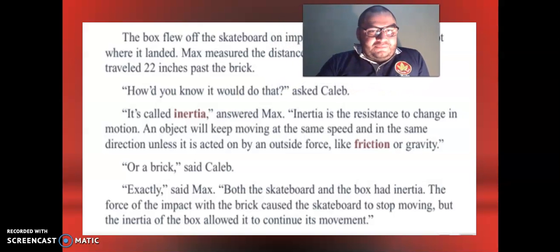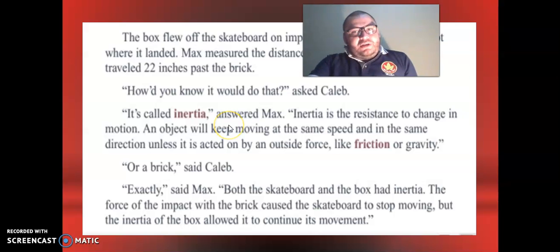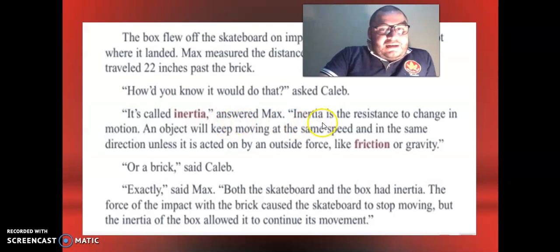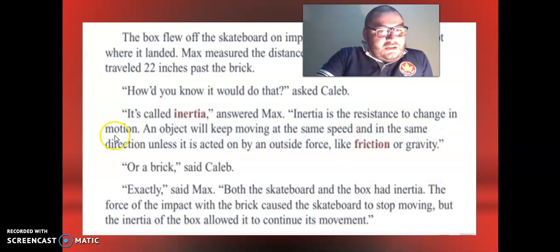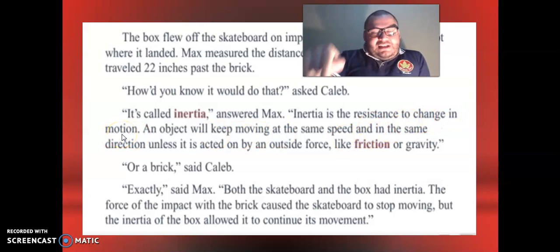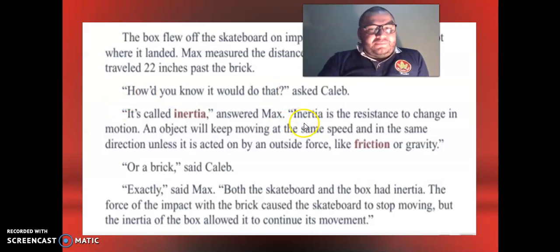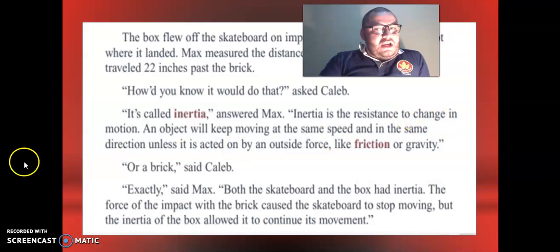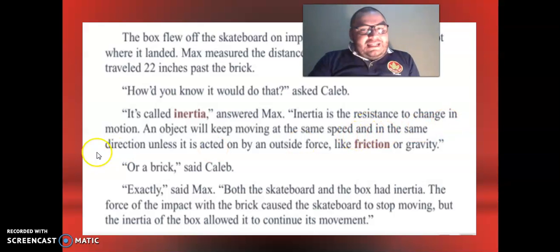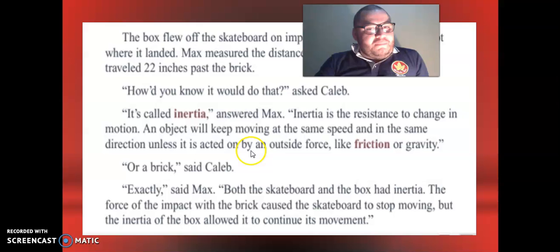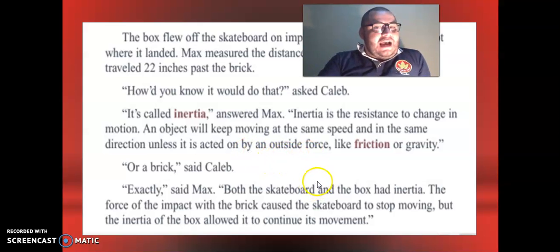How do you know it will do that? Asked Caleb. It's called inertia, the things that I'm telling you. And Max answered, inertia is the resistance to change in motion. Learn this definition. What does inertia mean? Inertia is the resistance to change in motion. An object will keep moving at the same speed and in the same direction unless it is acted on by an outside force, like friction or gravity. Or a brick, said Caleb.